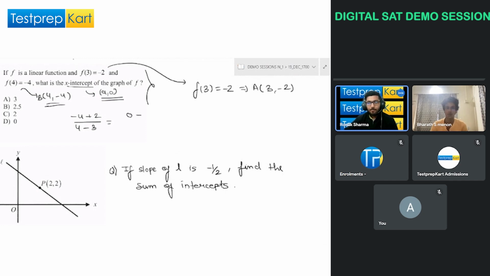So 0 minus minus 4, so 0 plus 4, and a minus 4. Got it? Now you just simply calculate because you have the equation. So minus 2, this is 1 only, and this is 4 by a minus 4. So this will be minus 2a plus 8 equal to 4. So that will be minus 2a equal to minus 4. So a is equal to 2.